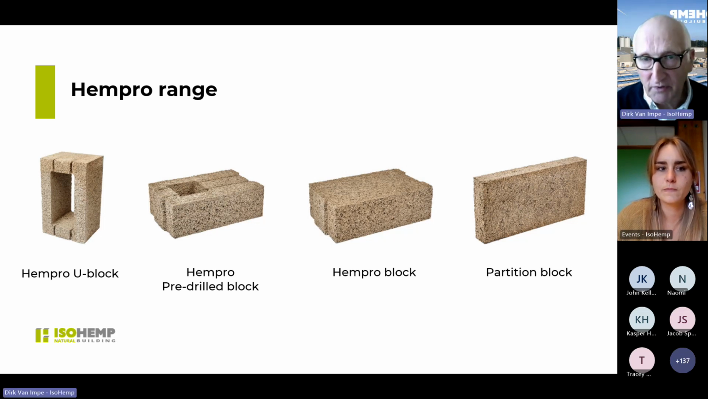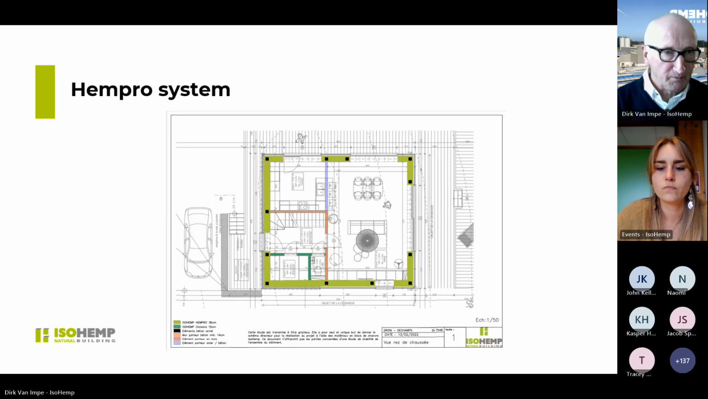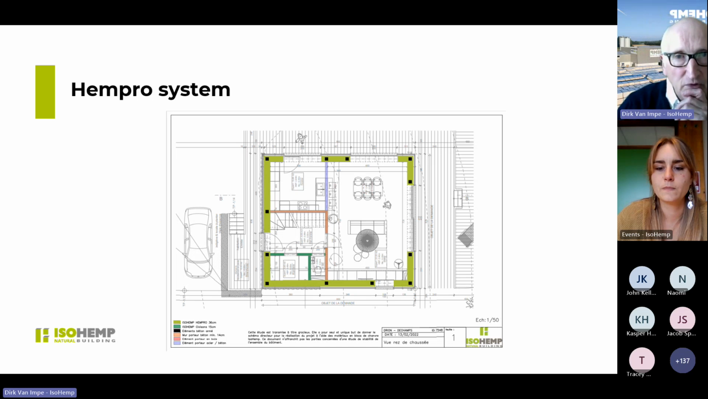And also we have the normal lintels and the skeleton. The Hempro is used for the beams, and the pre-drilled blocks are used for the columns. So let's take a look at a normal drawing. That's what we do as a pre-study.